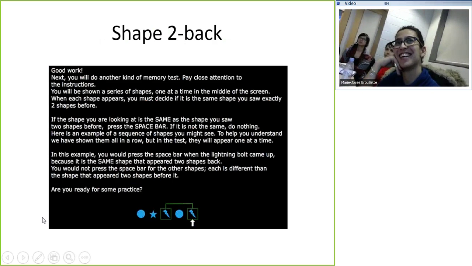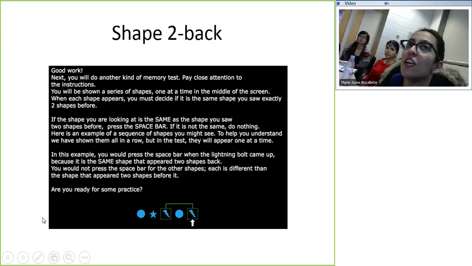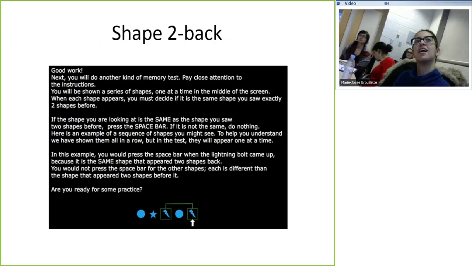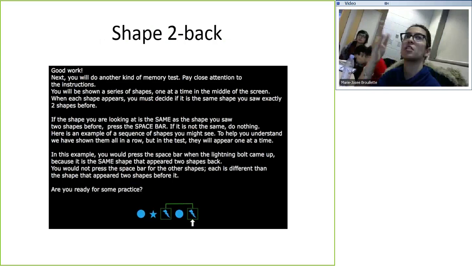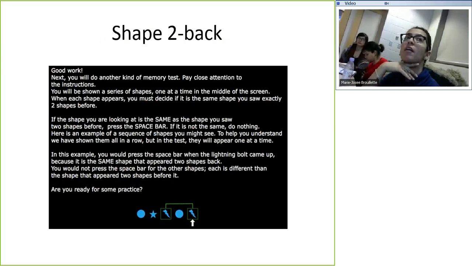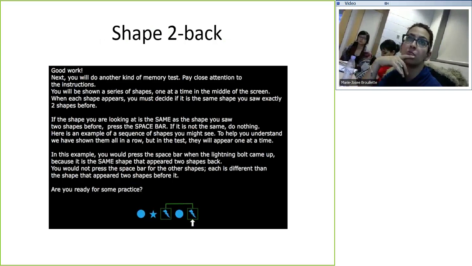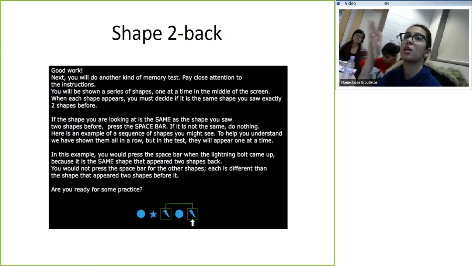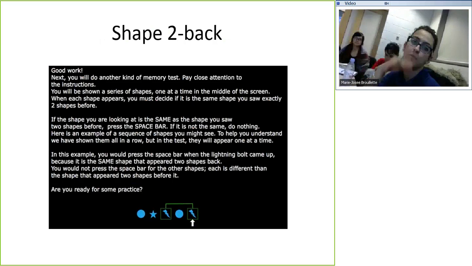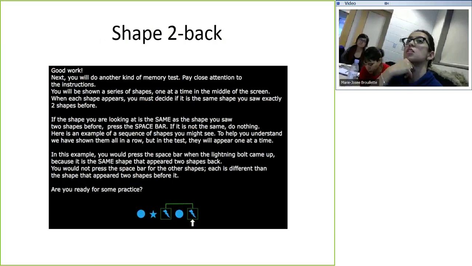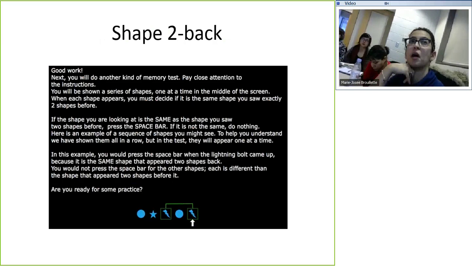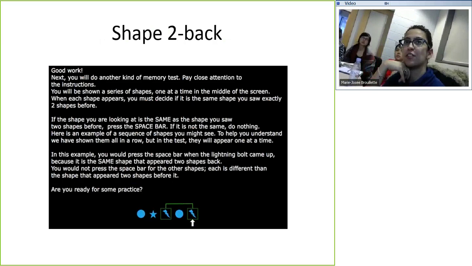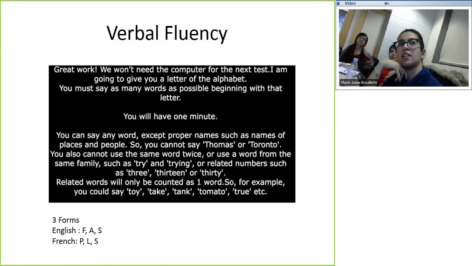Now the shape n-back. This is sometimes harder to explain to participants, but basically they see shapes one at a time on the screen, and they have to press the spacebar as soon as they see a shape that they saw two shapes before. This is sometimes tough to understand, but anyway, that's it for this one. There's the verbal fluency.